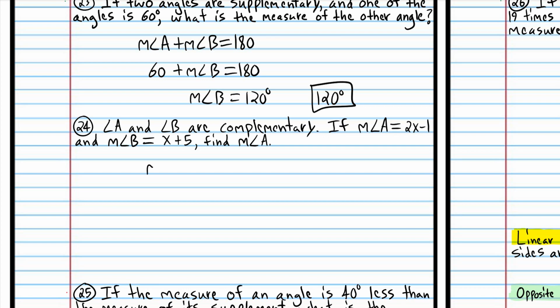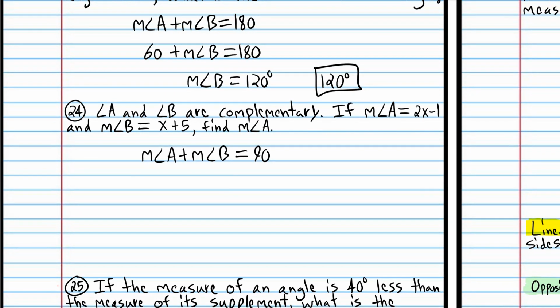All right, we're back. We're told that these angles are complementary, so they add up to 90 degrees. We're told that one angle measure is 2x minus 1, and the other angle measure is x plus 5. And we can use that information to help us find x.